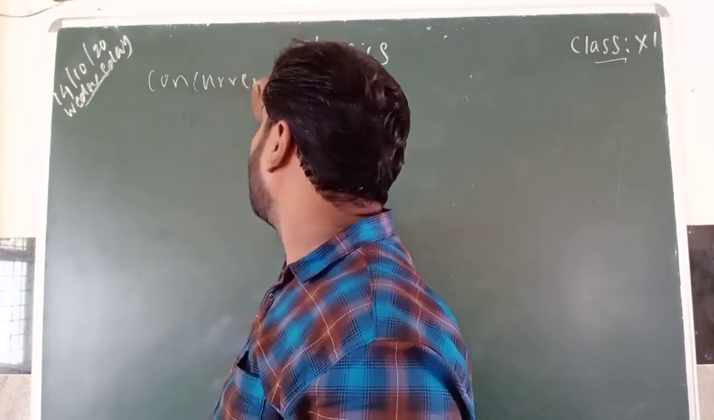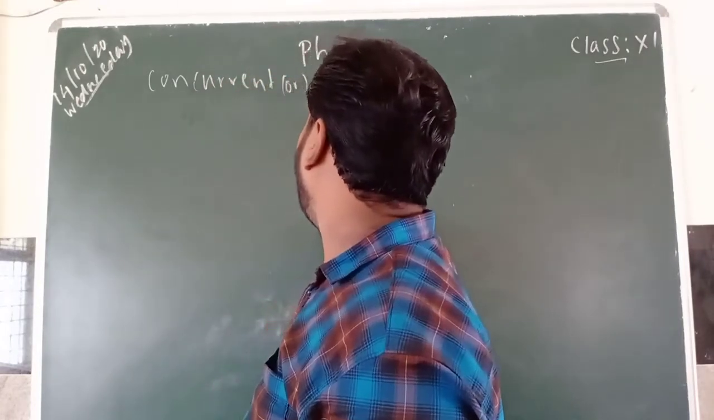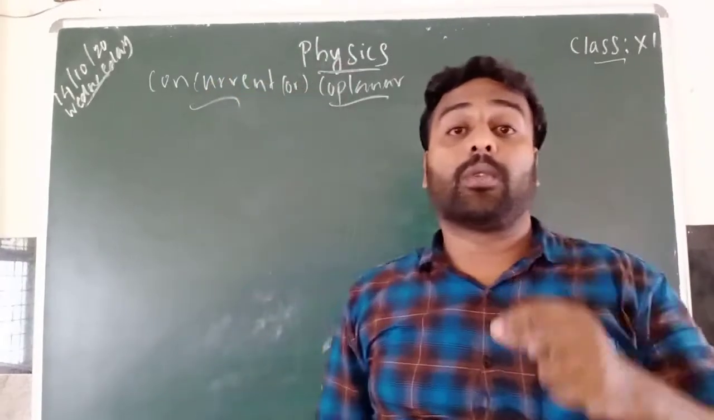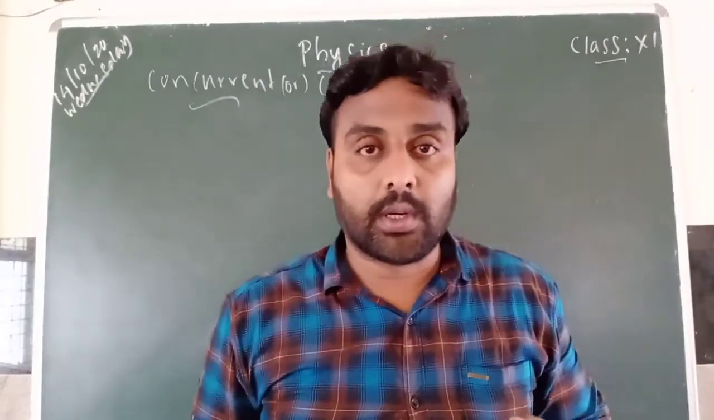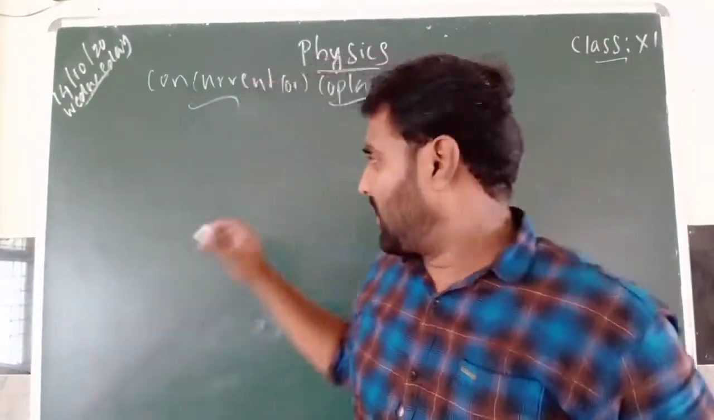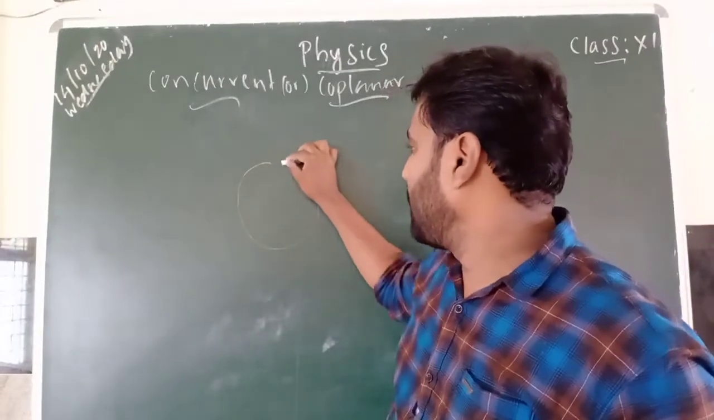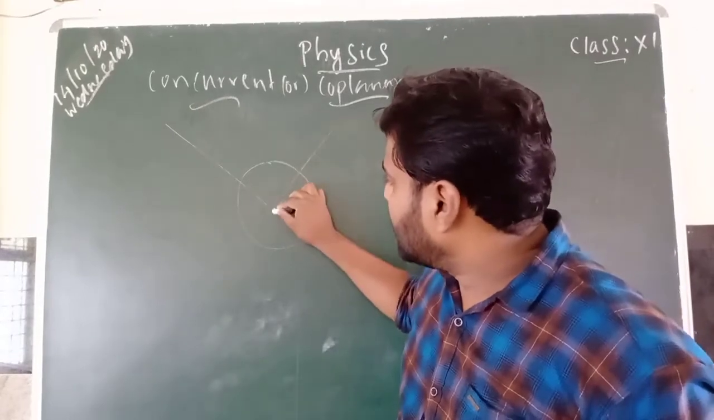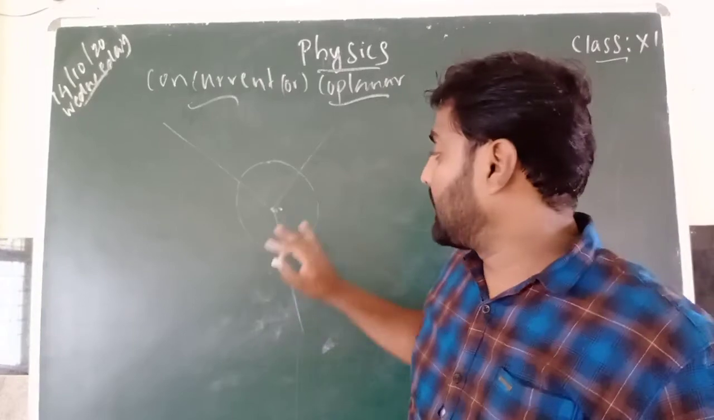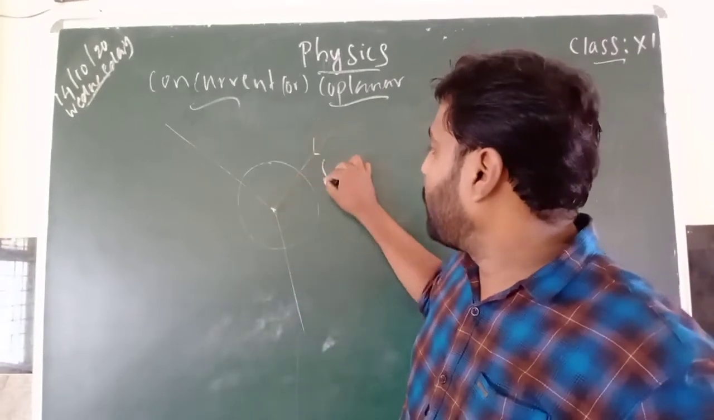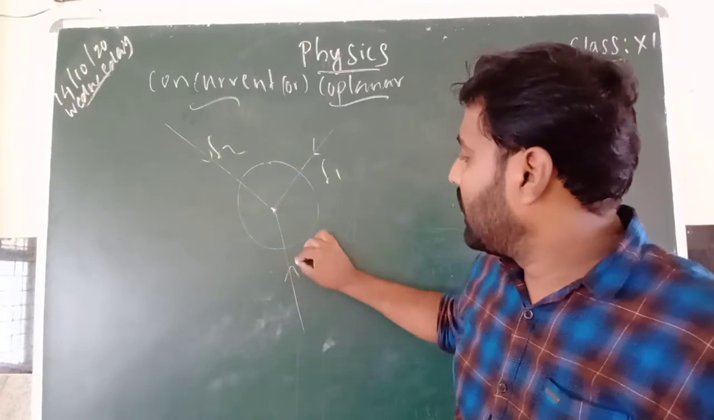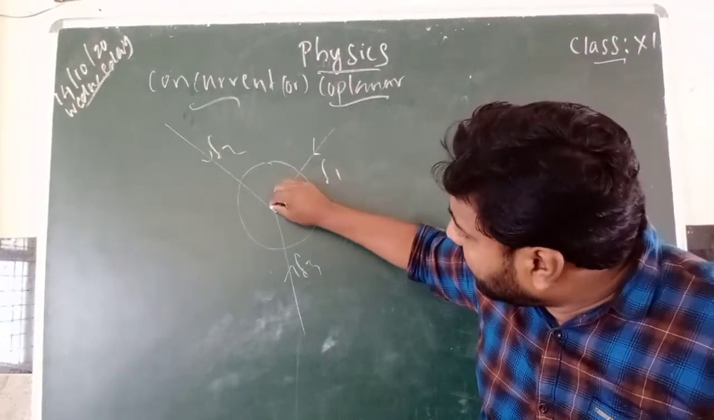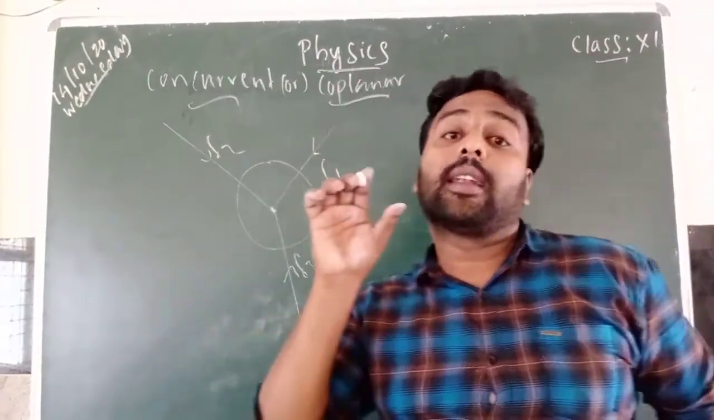Concurrent, or coplanar. All of you know the meaning of the word coplanar. Coplanar means the same plane. So assume that there is one plane like this. In this plane, some forces are acting, 3 forces: F1, F2, F3. So assume these 3 lines of forces are acting at a common point.